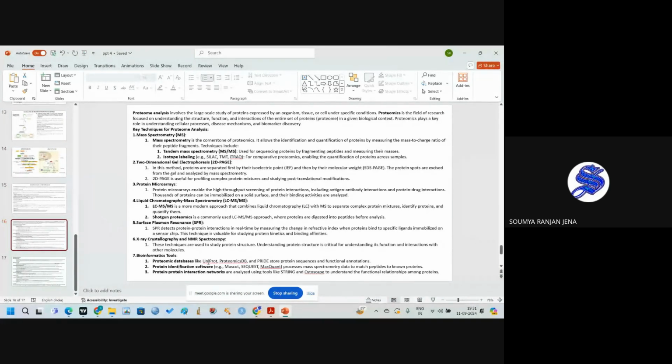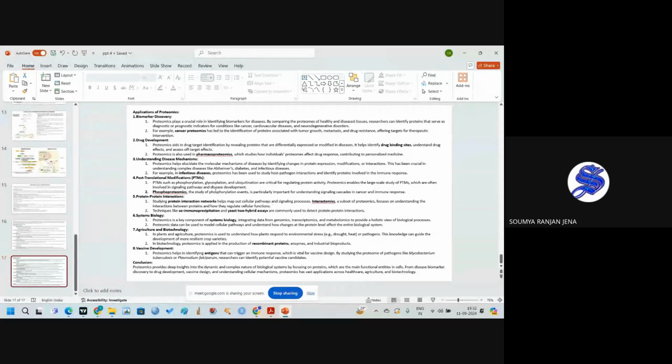bioinformatics tools like protein databases like UniProt, ProteomicsDB, and PRIDE, which store protein sequence and functional annotation. And the important protein identification software is Mascot, Sequest, or MaxQuant, which process mass spectrometry data to match peptides to known proteins. We also study the protein-protein interaction network by analyzing using STRING. Yesterday we also described in STRING how they are interacting, how their pathways are formed, to understand the functional relationship among the different proteins.